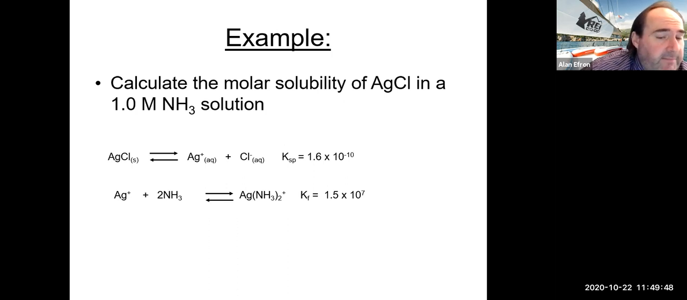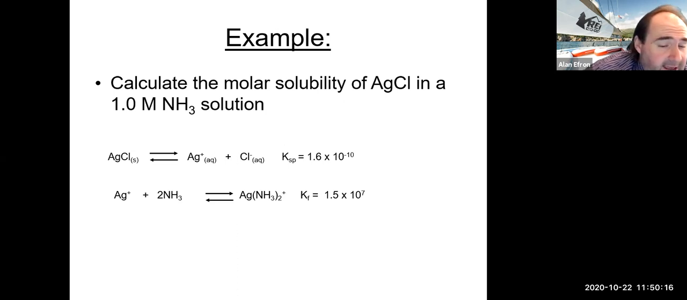We have our Ksp equilibrium, which deals with solubility. We have silver chloride going to silver ion plus chloride ion, with a Ksp of 1.6 times 10 to the minus 10. We also have our complex ion formation, which is the silver ion plus ammonia making our complex ion. We'll know how to name that later on in a different chapter.